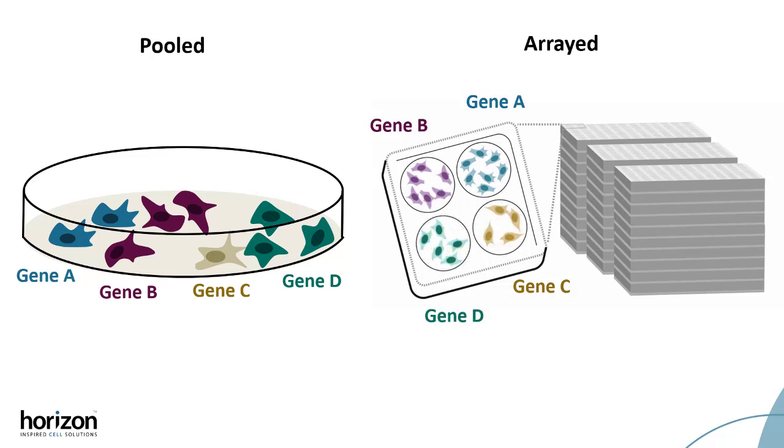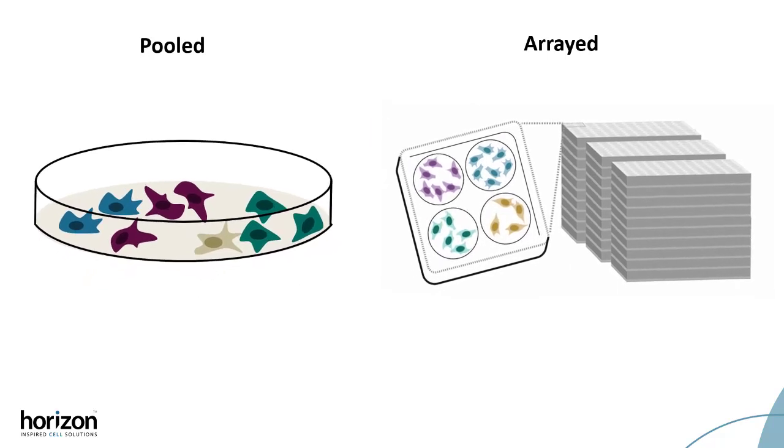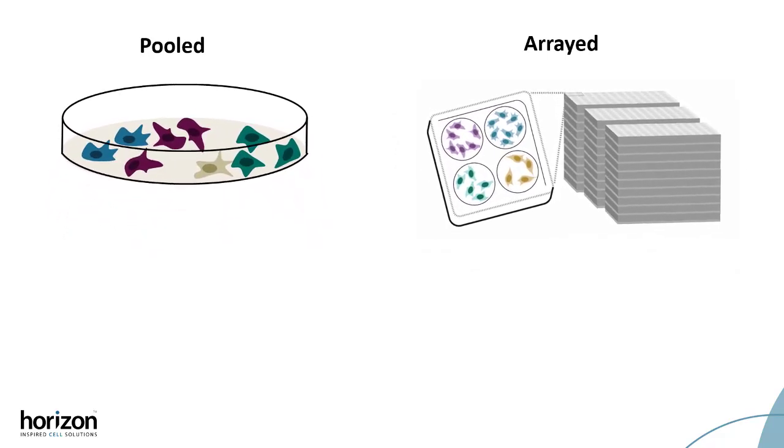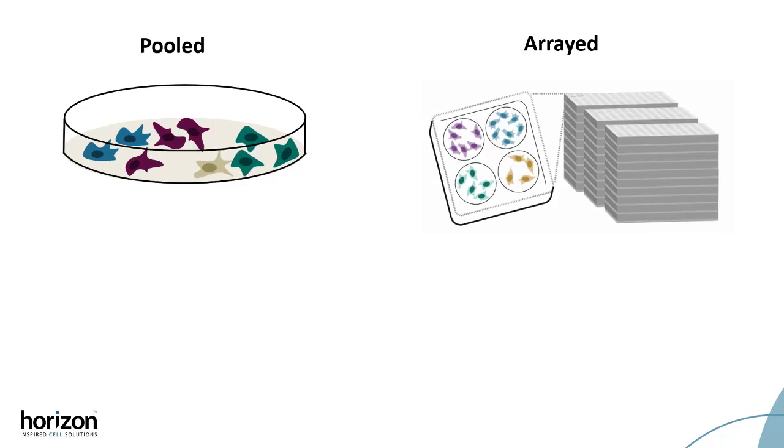The difference between one dish versus many tiny wells makes pooled screens easier to handle than arrayed screens, but you're limited to easy questions like cell growth and death. Automation, multiple readouts, and complex data analysis is possible for arrayed screens.